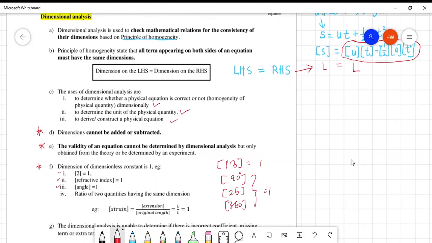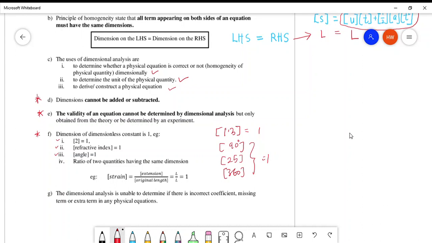And the ratio of two quantities having the same dimension, such as strain: the dimension of strain equals extension over original length, both of which are a length, so the dimension is L over L. When we solve this, it will be equal to 1.